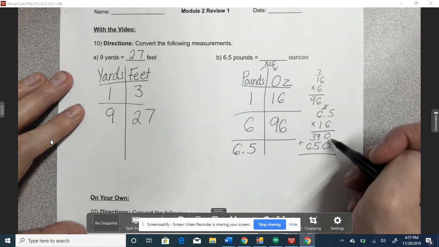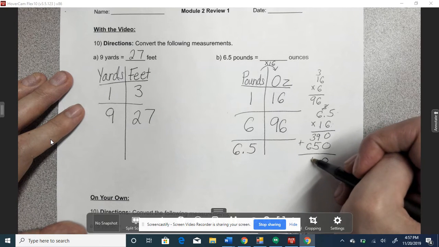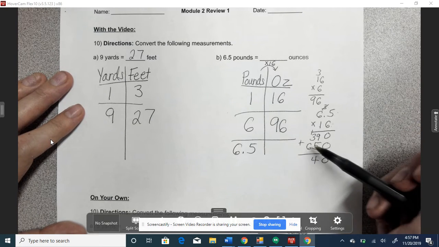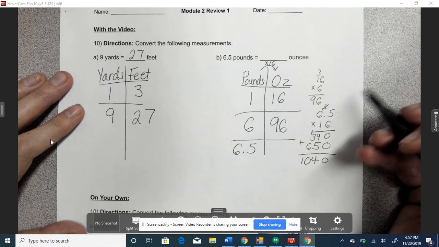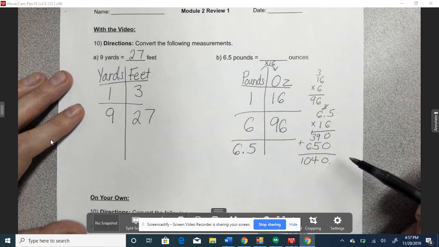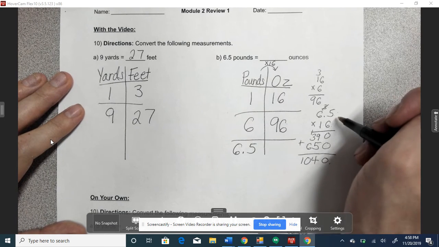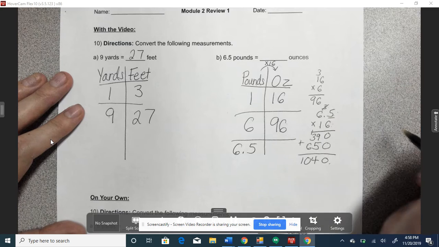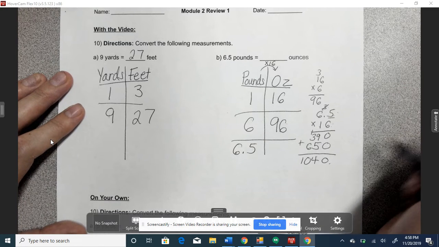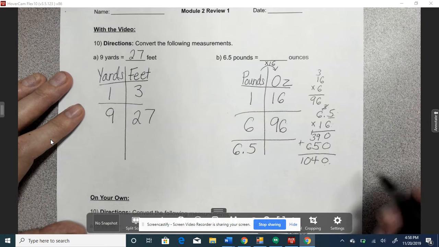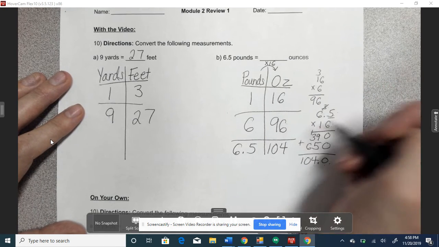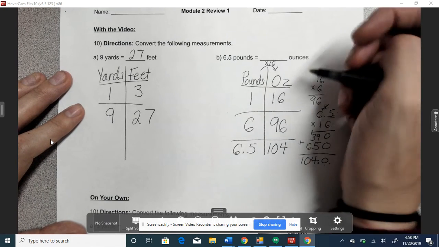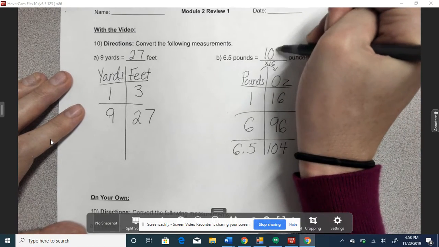Now I'm going to add these. 0, 9 plus 5 is 14. Carry the 1. 6 plus 3 is 9, plus 1 is 10. 1,040. Wait a minute, that's a lot bigger than 96 that I had here. Oh, that's right, this wasn't 65, this is 6 5/10. So I know my answer is going to be in tenths. I need to put the 0 in the tenths place. I can do that by putting a decimal point between the 4 and the 0. 104 is a lot more reasonable than 1,040. So my answer is 104 ounces.